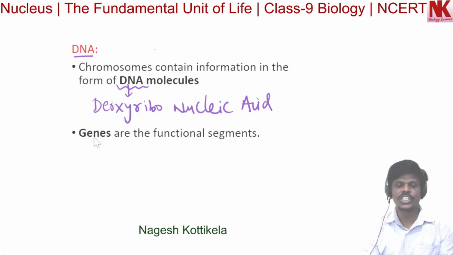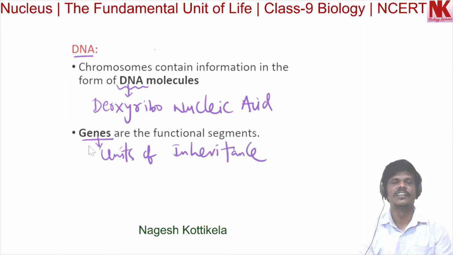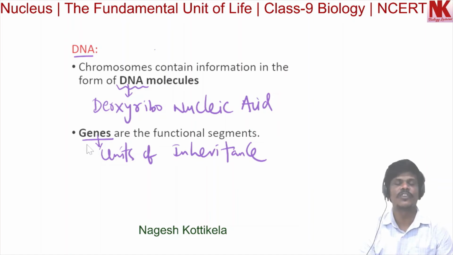So genes are the functional segments of DNA. These genes are also called units of inheritance, because genes contain the information required for protein synthesis. Genes contain the information that is carried from one generation to another generation. So they are the units of inheritance.